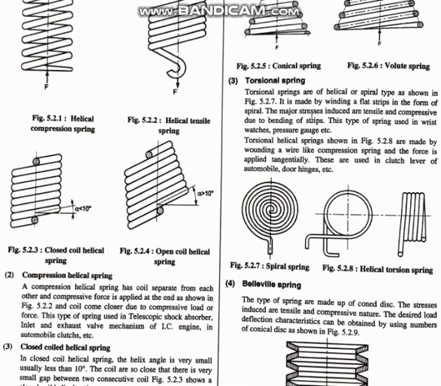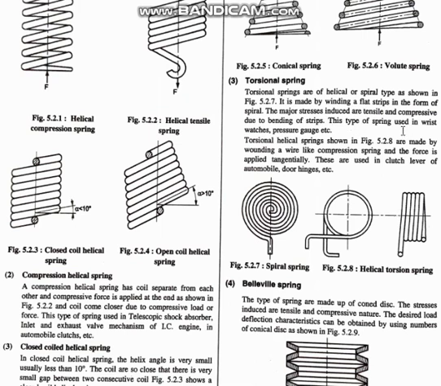This is for the spiral spring. It is made by winding flat strips in the form of a spiral. The major stresses induced are tensile and compressive due to bending of the strips. Anyway, we are not going to design this, but if somebody asks you what type of stresses are induced in the flat strips, you can say tensile and compressive stresses are induced.